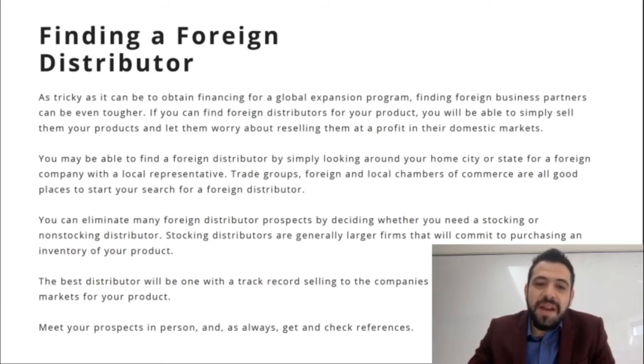You can eliminate many foreign distributor prospects by deciding whether you need a stocking or non-stocking distributor. Stocking distributors are generally larger firms that will commit to purchasing an inventory of your product. The best distributor, of course, will be one with a track record selling to the companies or consumers in target markets for your own products or services. And last but not least, our advice is to always meet your prospects in person and, of course, check the validity of references.